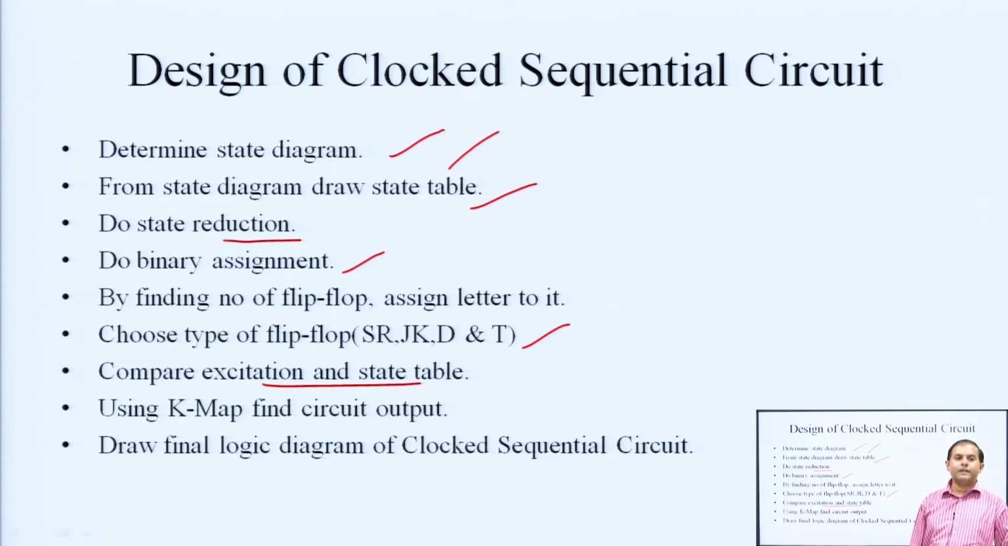So, the excitation table is very important, and from the excitation table only you will be calculating the flip flop input values, right. Then we will have K maps for the flip flop inputs as well as the output, and from the K map we will get the Boolean expression, and using the Boolean expression we will form the final logic diagram of the clocked sequential circuit. Okay. So, let us proceed.